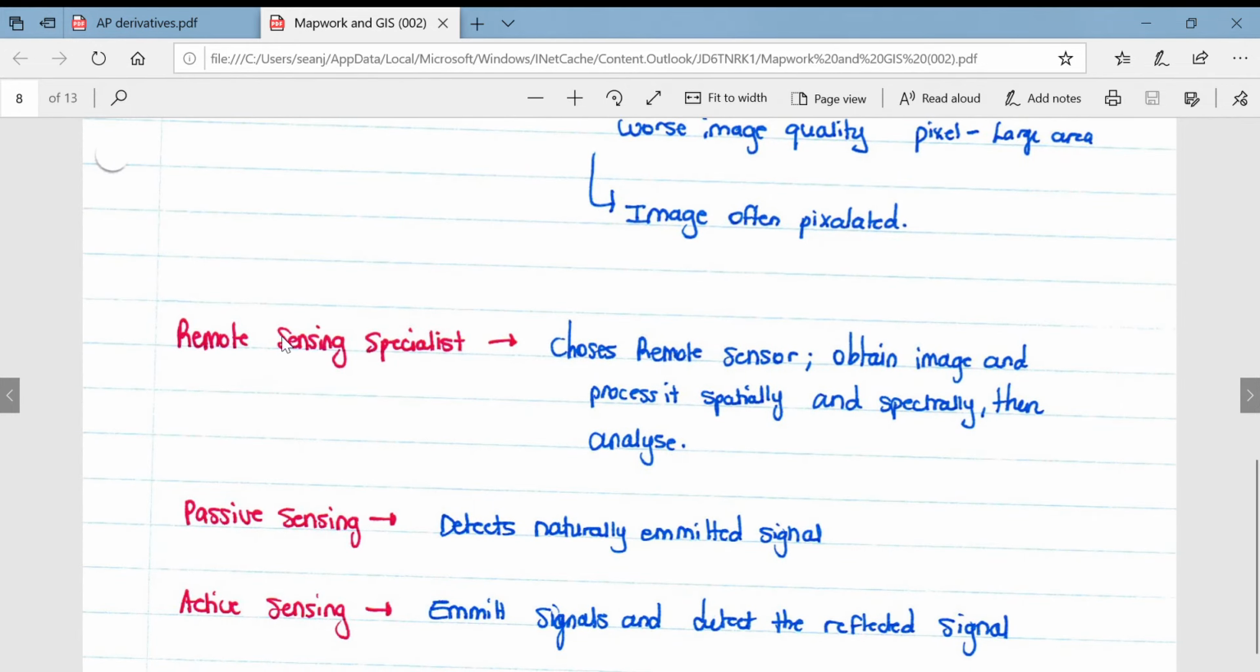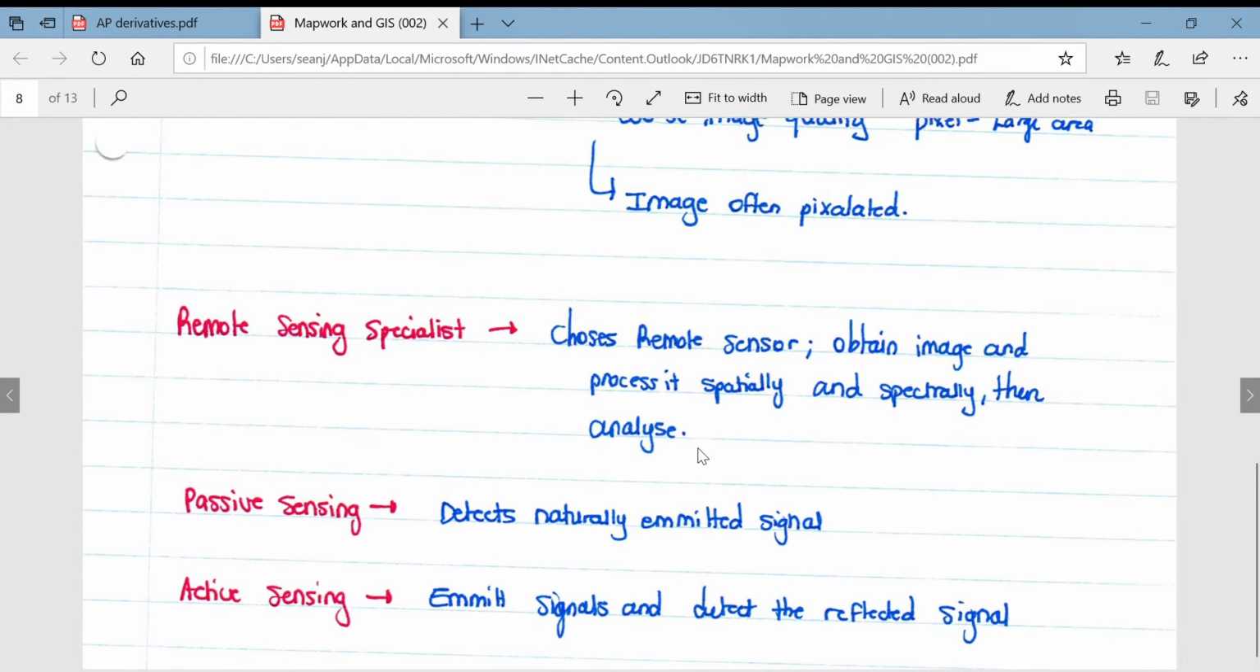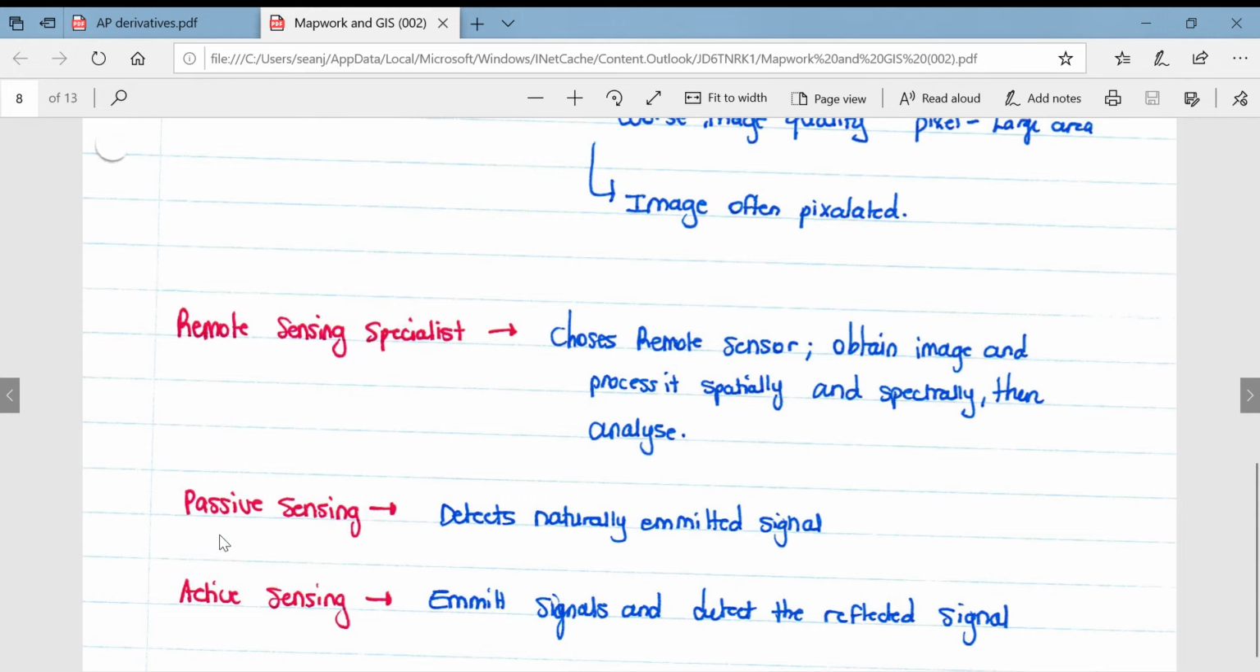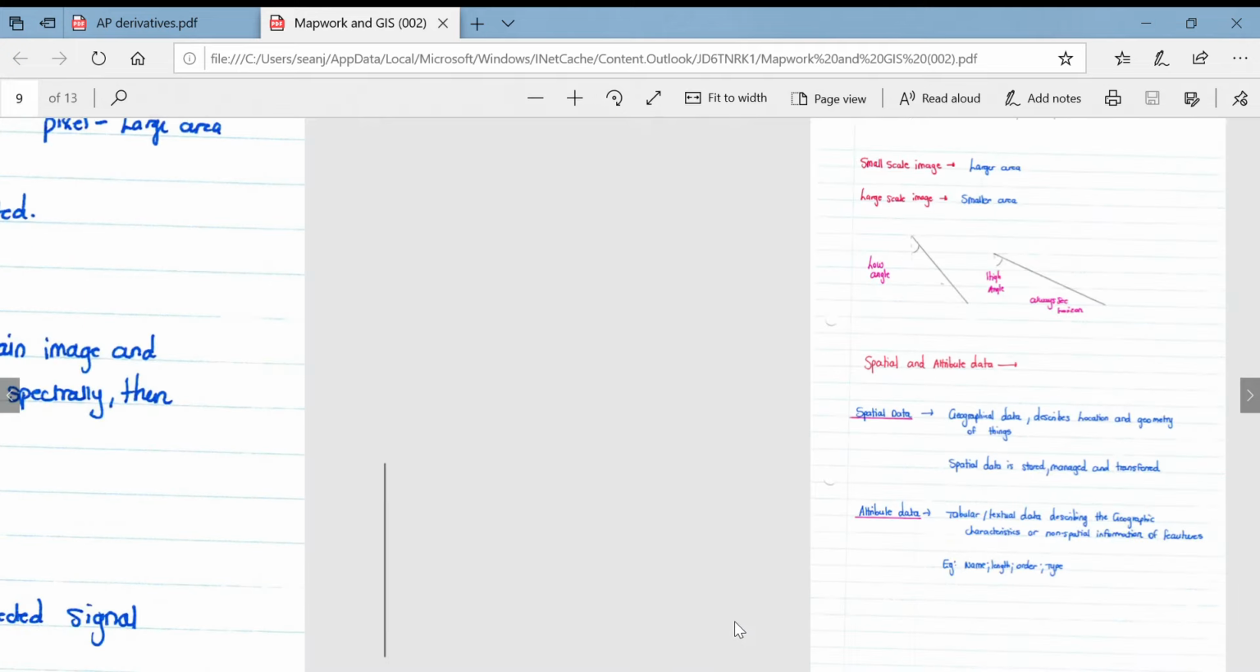Then if we look at a remote sensing specialist, this is a person who uses remote sensing to obtain an image and process it spatially and spectrally, then analyzes the image and sees what it has to tell us. Then if we look at passive sensing, this detects naturally emitted signal. If we look at active sensing, it emits signals and detects the reflected signal off different objects.